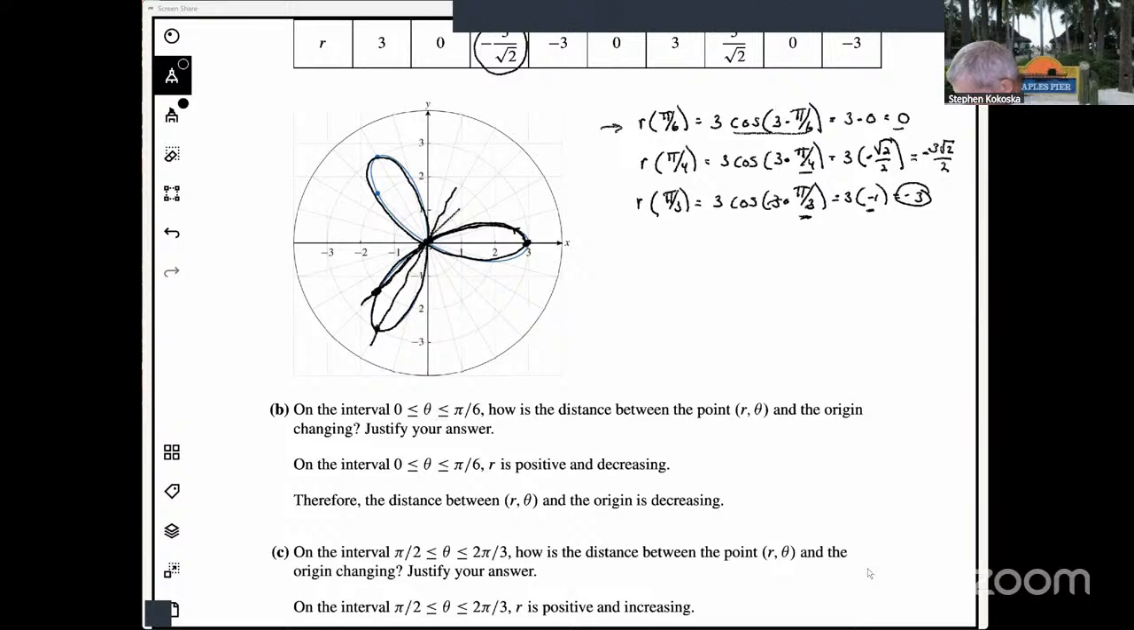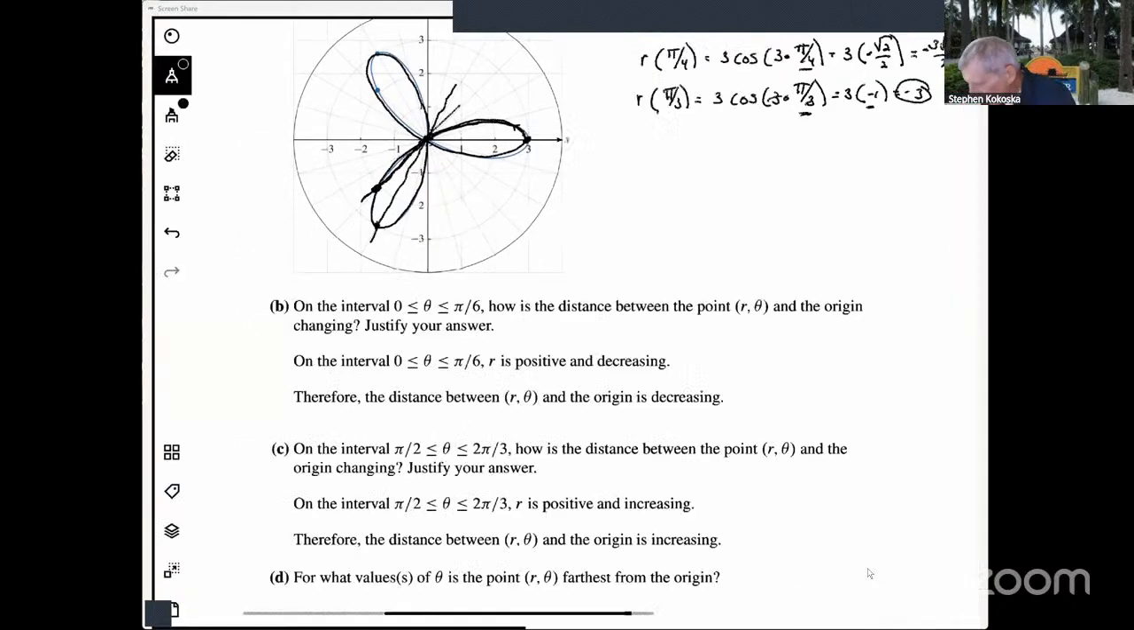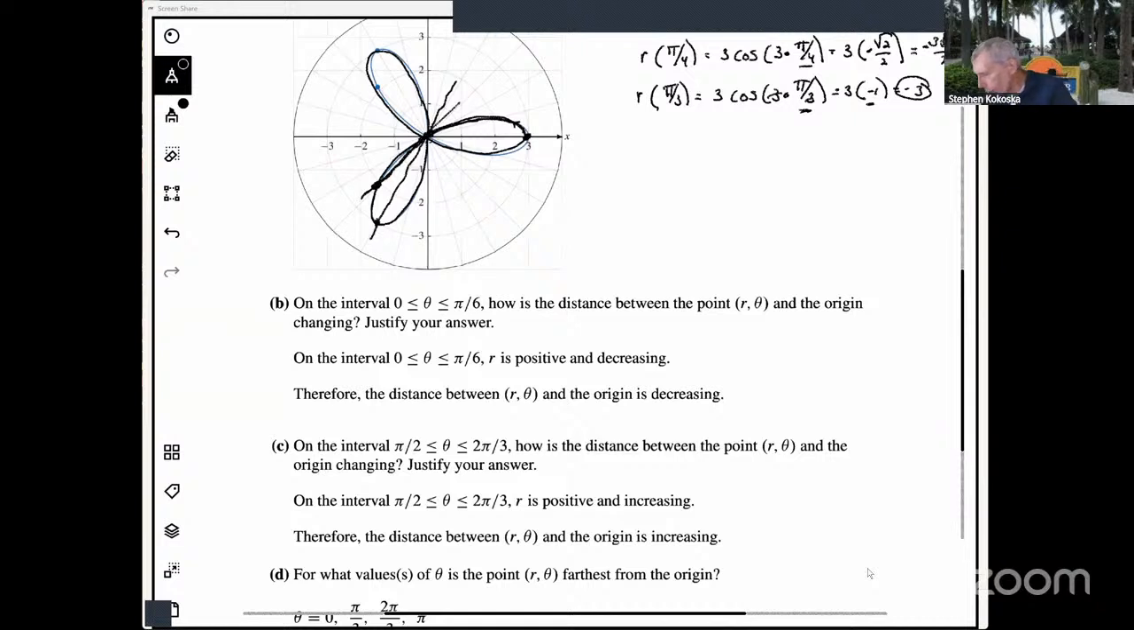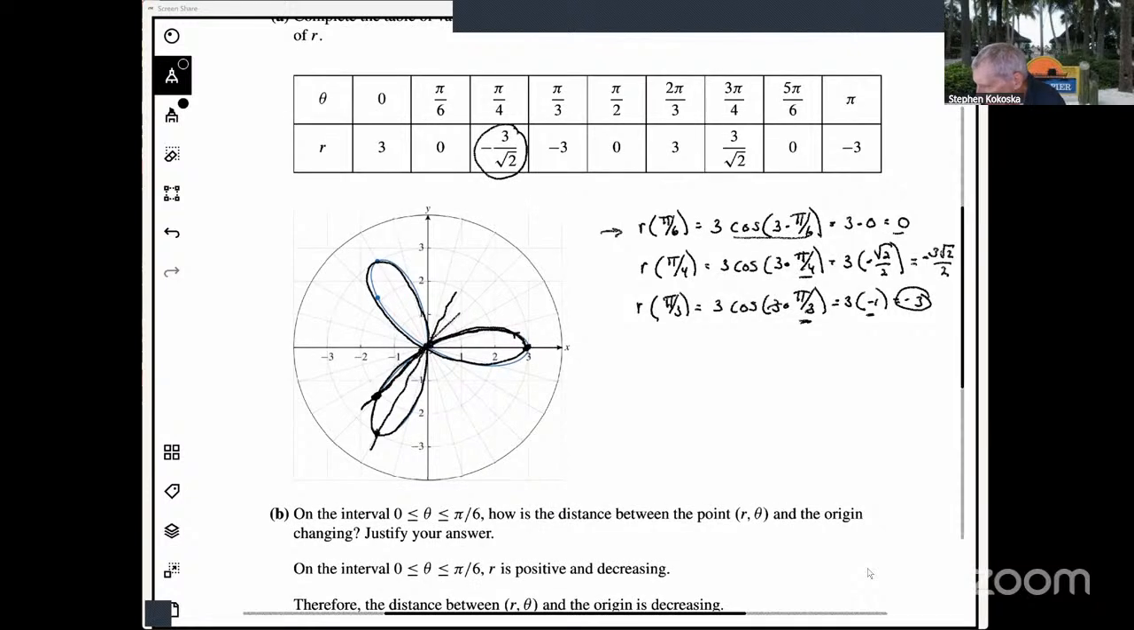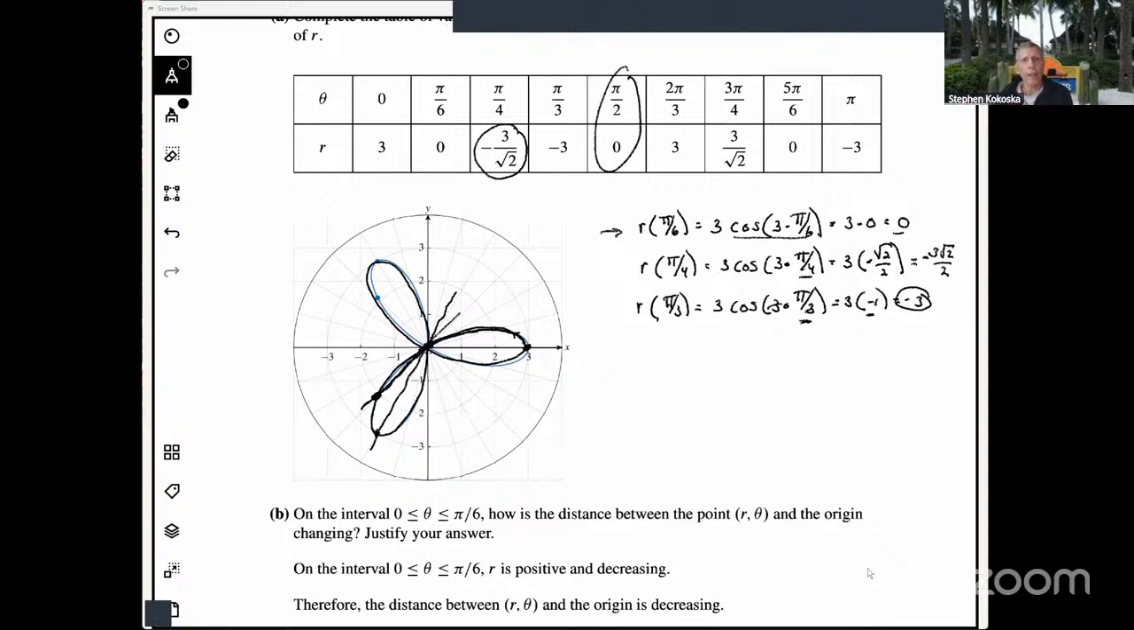And let's see if I can arrow up just a little bit. There we go. On the interval between pi over 2 and 2 pi over 3, how is the distance between the point on the curve and the origin of the pole changing? Well, where is that, I wonder? I'm going to have to sneak back up here and take a peek. When theta is pi over 2, r is 0, so where am I on this curve? I'm at the pole. So I've actually come all the way around here.